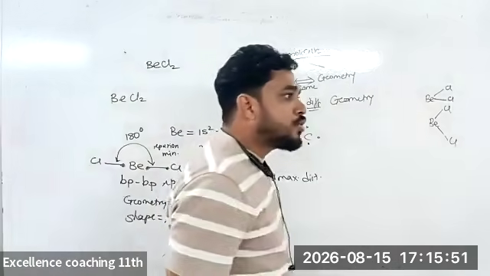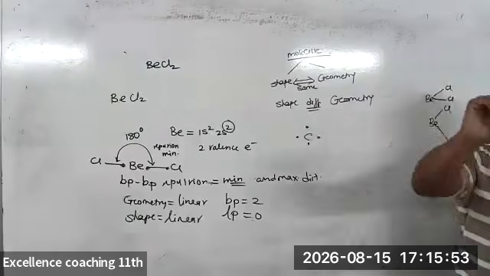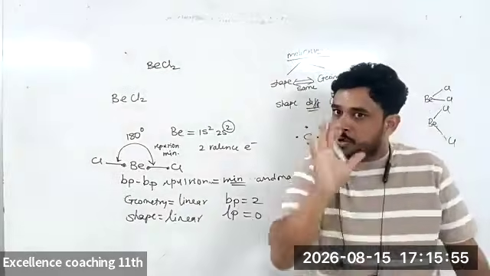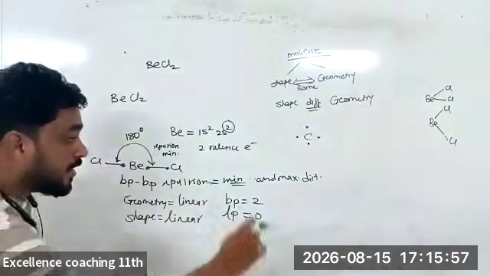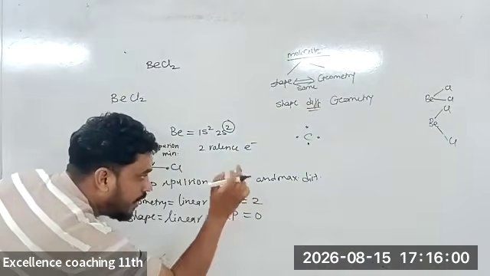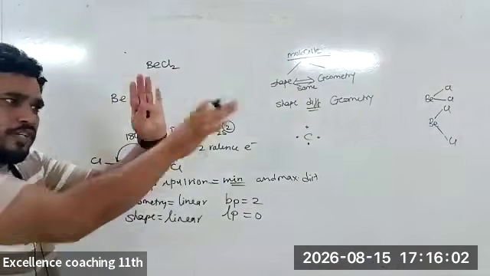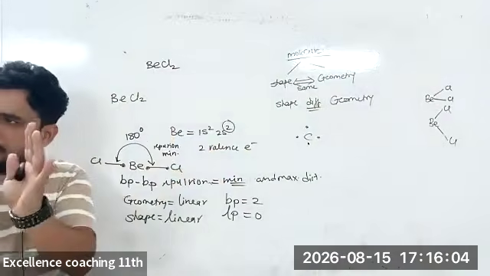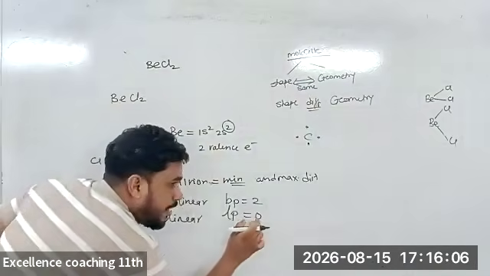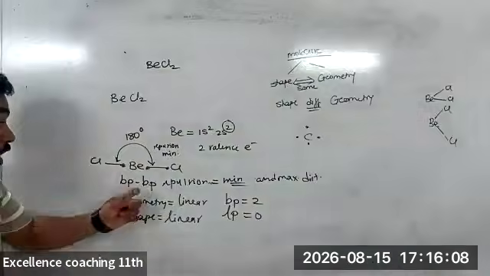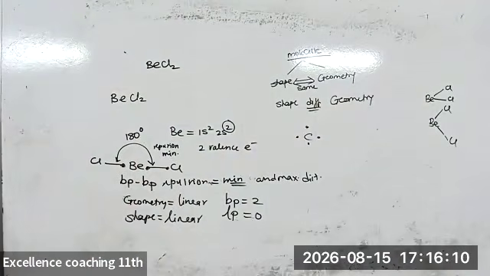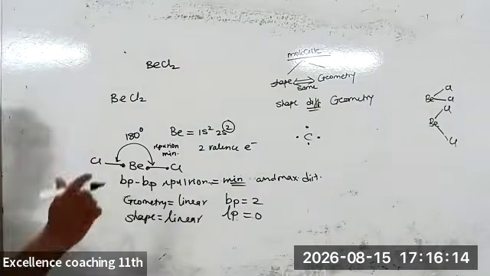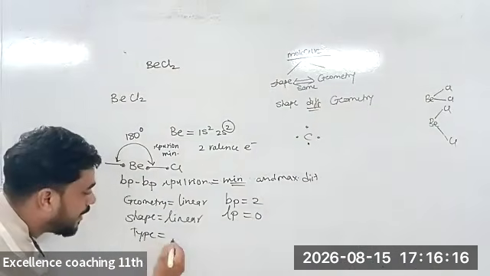the shape will also remain the same. Shape can change, that I will tell you also, don't worry. But when lone pairs are 0, whatever the bond pairs may be, shape and geometry will be the same. So when my lone pair is 0, shape and geometry will be what? Same. Clear? The type here I have to write.